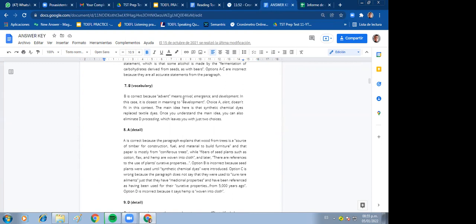Vocabulary question. Let's see why. B is correct because advent means arrival, emergence, and development. In this case, it is closest in meaning to development. Choice A, alert, doesn't fit in this context. The main idea here is that synthetic chemical dyes replace textile dyes, okay? Once you understand the main idea, you can also eliminate D, proceeding, which leaves you with just 2 choices, okay? So that's why A is not the best option. B is the best option in this case. So be careful with the vocabulary, okay?